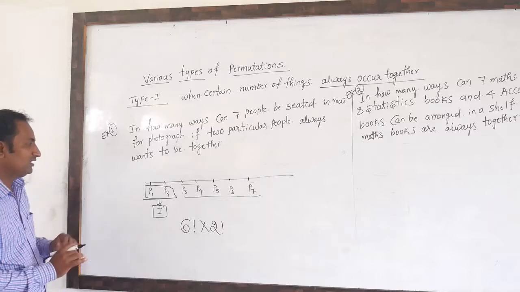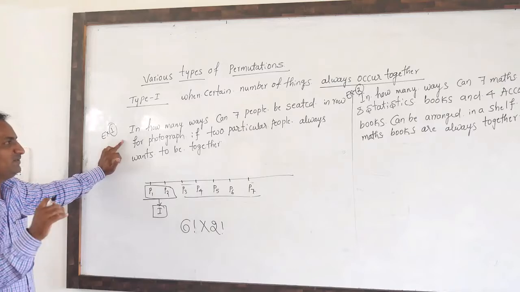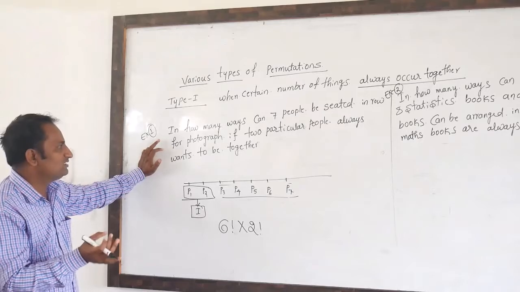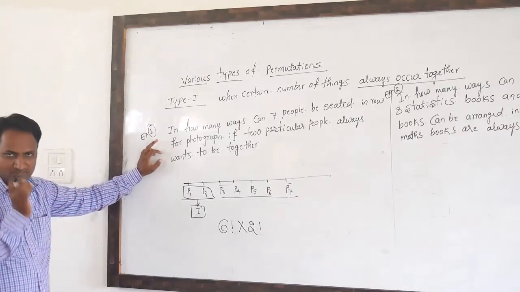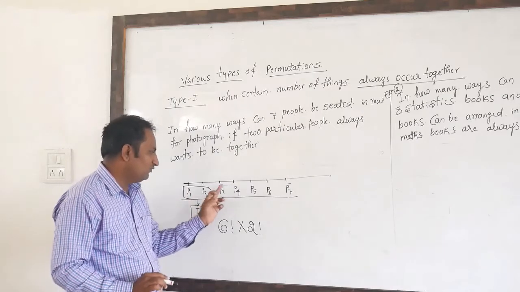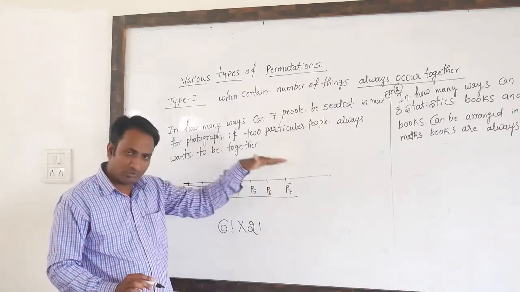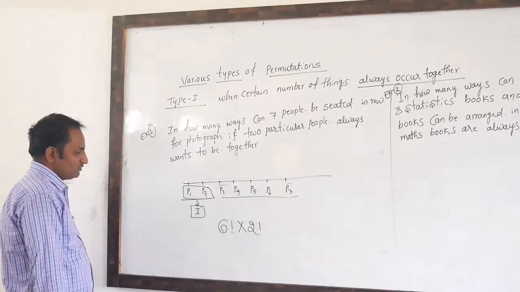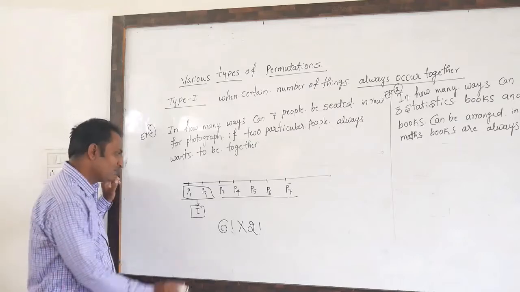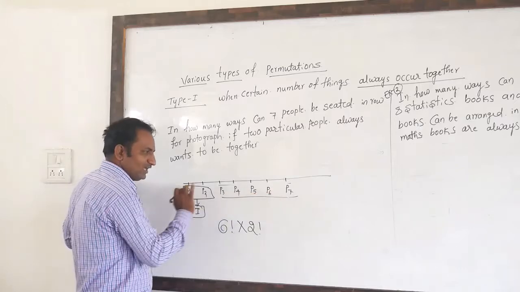Always here mentioning: in how many ways can 7 people be seated in a row for a photograph if two particular people always want to be together. Here consider person 1, person 2, 3, 4, 5, 6, 7. 7 people are seated in one row. In this concept, two members always want to be together. That's why we can take this as one type of arrangement.